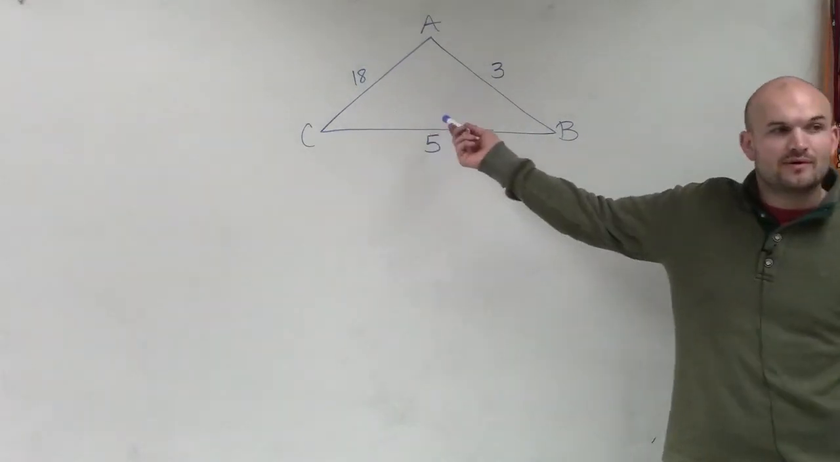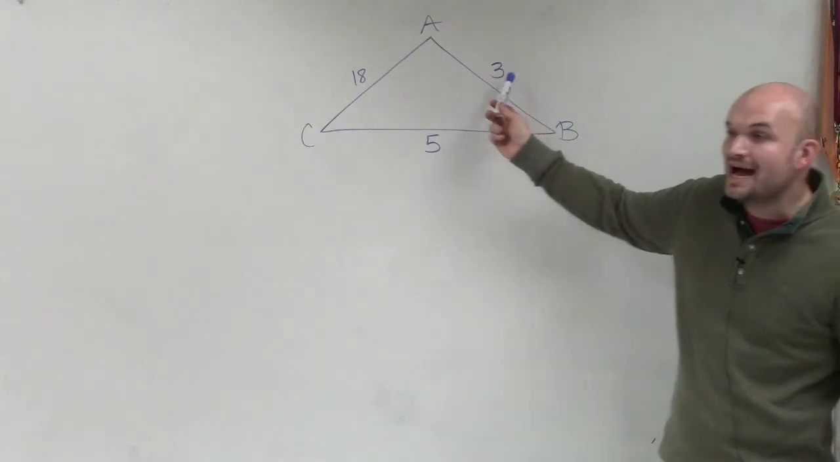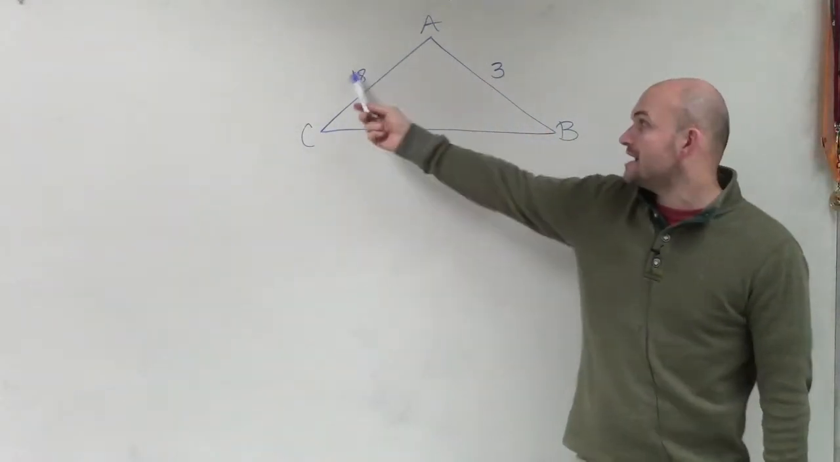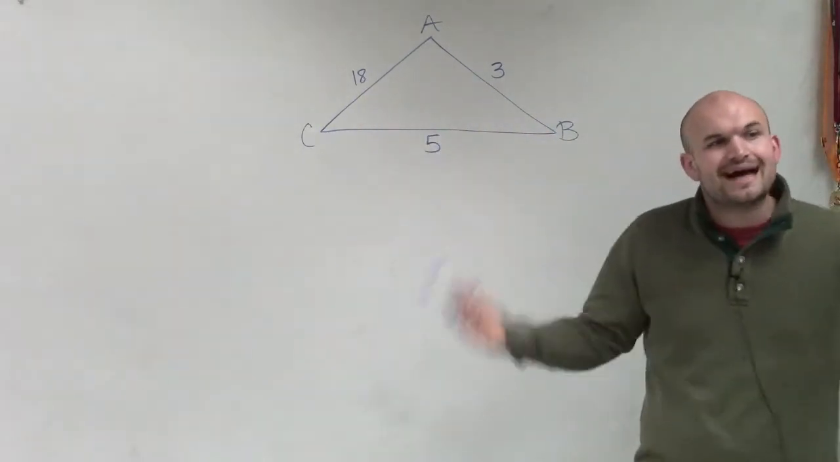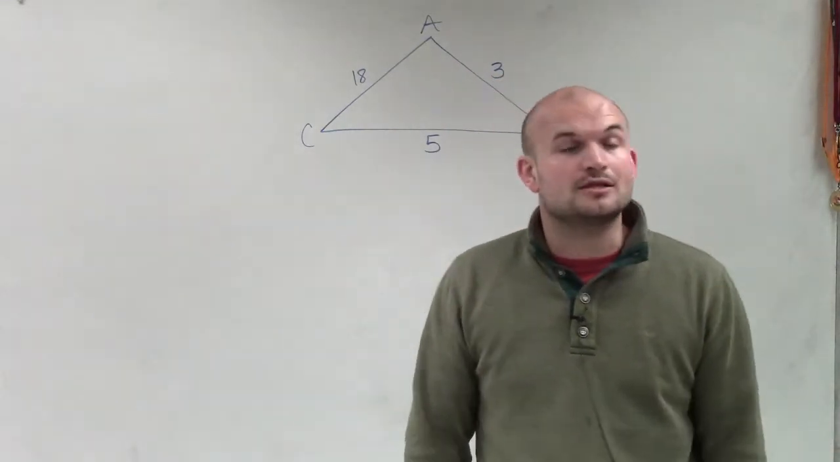The problem here is we don't have any proportions. We have sides, but we don't have the angle. Side, no angle. Side, no angle. So we cannot apply the law of sines for this problem. All right? So we have to go and apply the law of cosines.